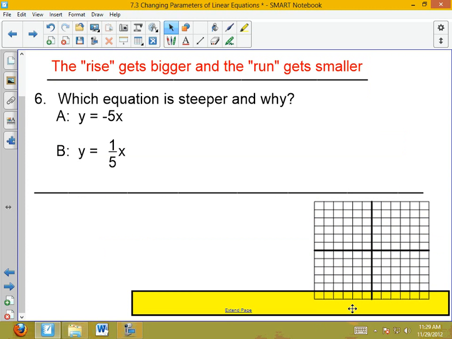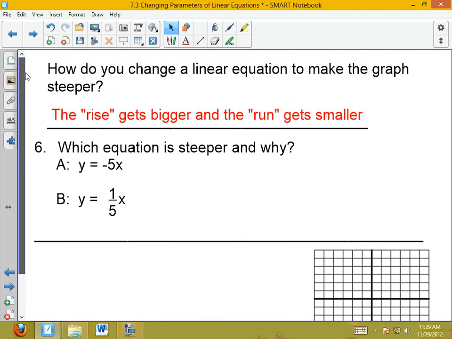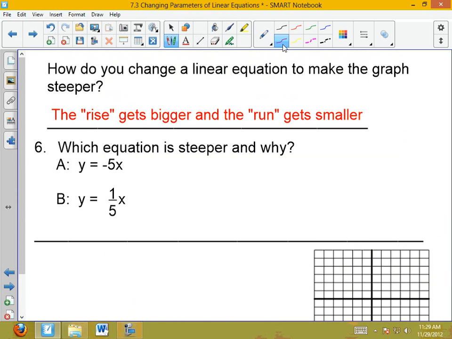Now, we're going to talk about changing the slope of a line to make it steeper or less steep. When we talk about steep and less steep, we're talking about the slope. Remember, slope is rise over run. This is my slope. Rise is up or down. Run is right or left.